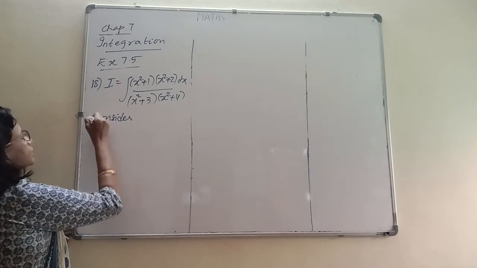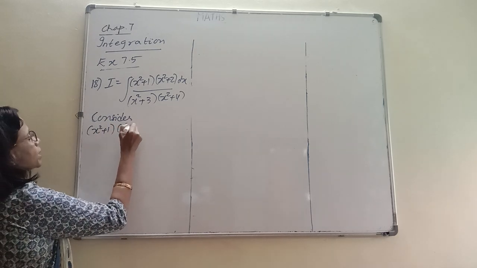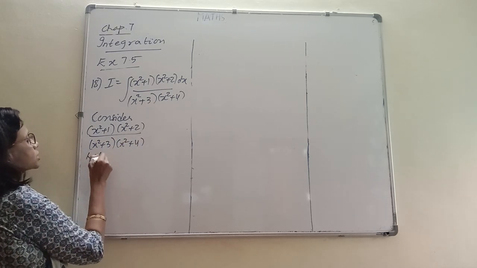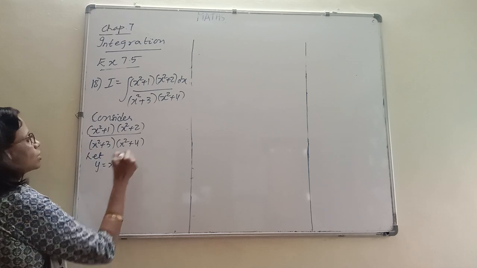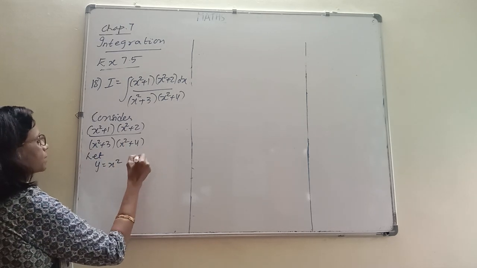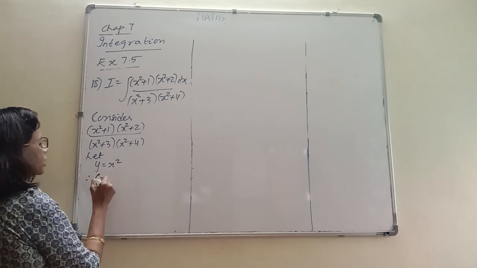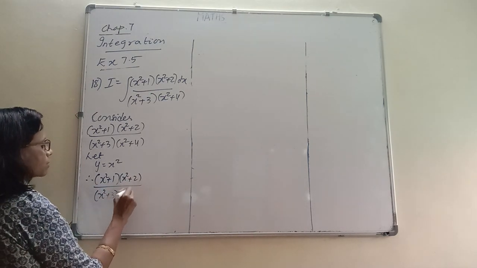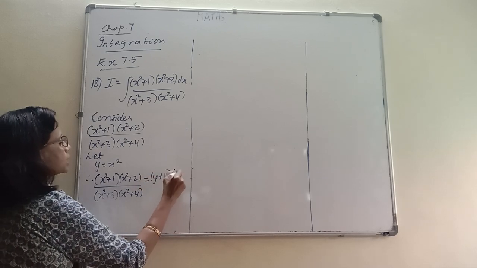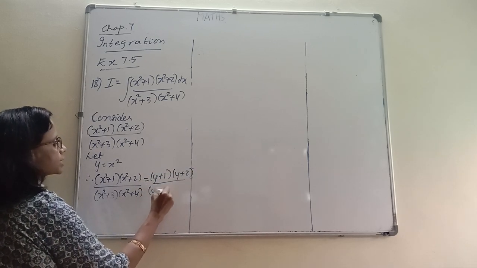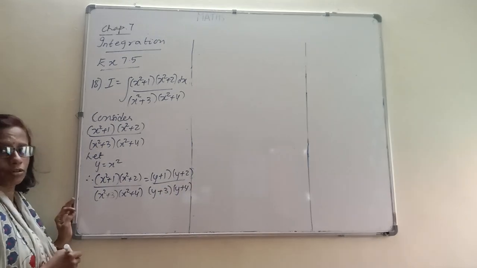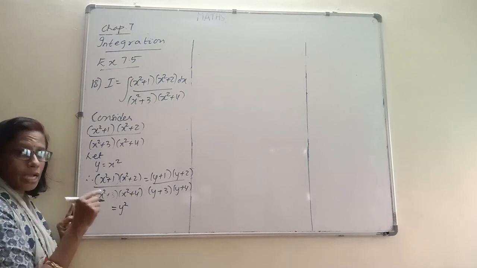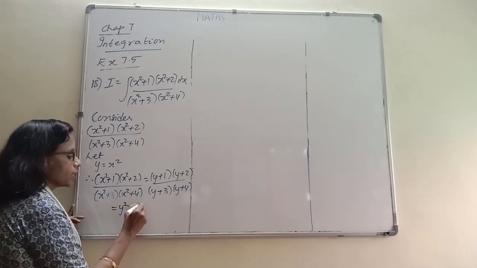Let's consider x squared plus 1 times x squared plus 2 over x squared plus 3 times x squared plus 4. To this fraction, you just consider y as x squared. So this is now reduced to y plus 1 times y plus 2 over y plus 3 times y plus 4. These factors are of no use to us, so let's make it a quadratic and then right away go for the division. The quadratic in the numerator is y squared plus 2y plus y plus 2, so it becomes y squared plus 3y plus 2.